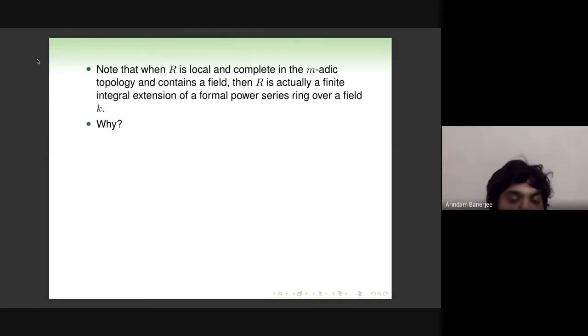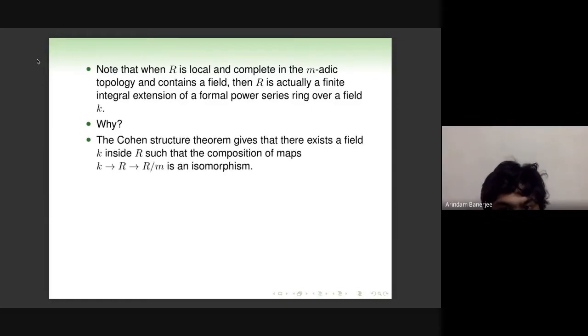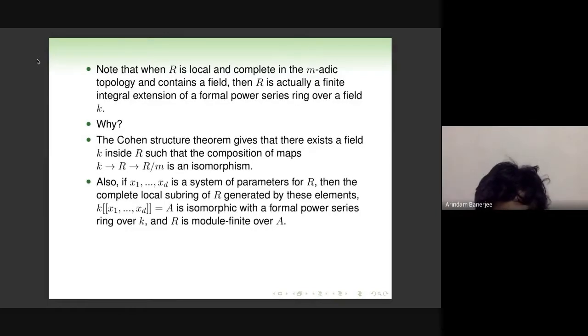Why is this true? Well, because of the Cohen structure theorem. The Cohen structure theorem gives that there exists a field K inside R such that the composition of maps K inside R mod M is an isomorphism. Also, if x1, x2, ..., xd is a system of parameters for R, then the complete local subring A of R generated by these elements, K, x1, x2, ..., xd, is isomorphic to a formal power series ring, and R is module finite over A.